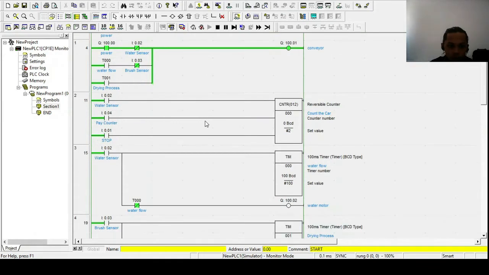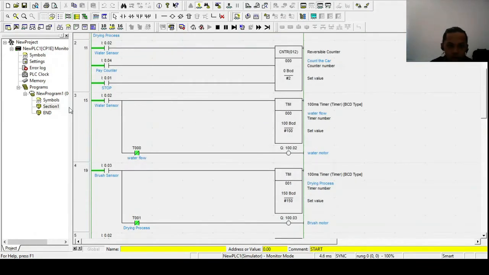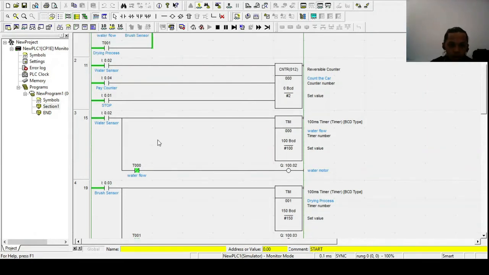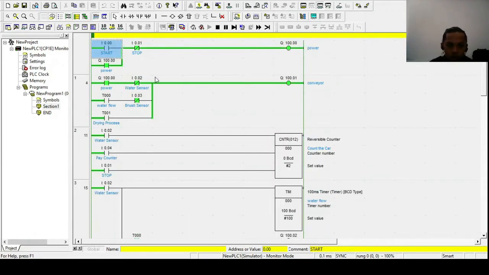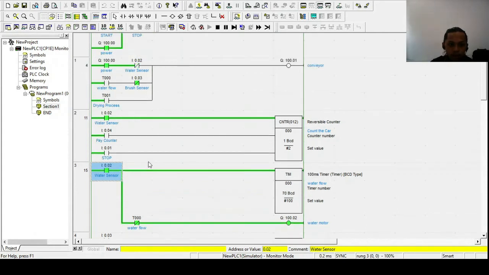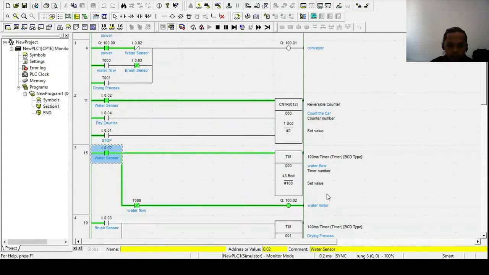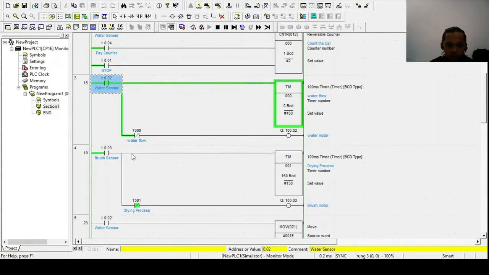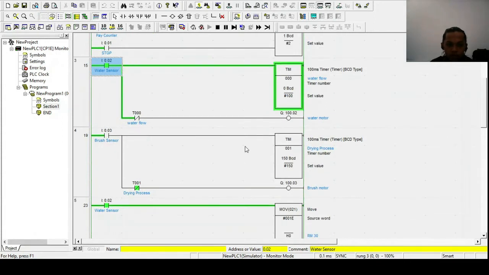Now the driver will drive the car into the car wash center, and now the car is above the conveyor. The car above the conveyor is moving, and then the water sensor detects the car. Now when it detects the car, the conveyor stops, and the washing process begins with water flowing out for 10 seconds. After 10 seconds, the conveyor continues, and the car moves to the next process, which is the brush sensor for the drying process.